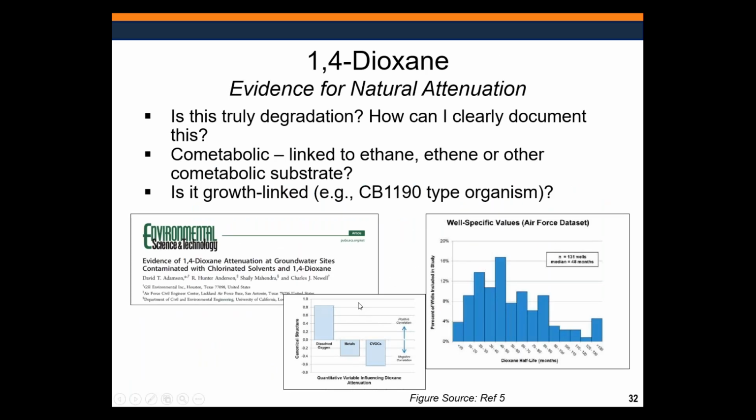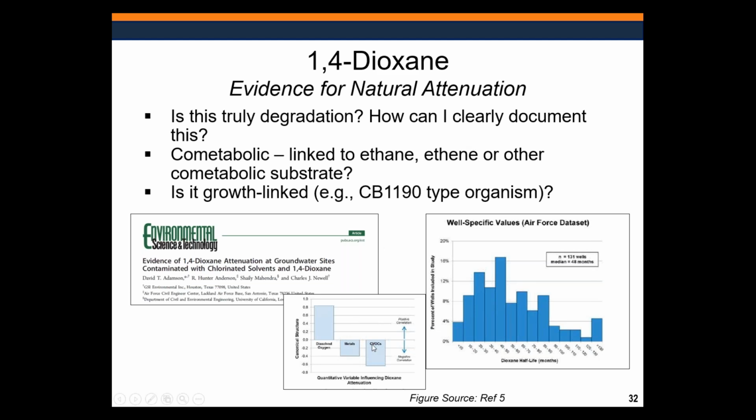The other thing they saw was a positive correlation with dissolved oxygen, which would indicate potentially that a co-metabolic pathway may be going on, linked to ethane or ethene or other substrates that are produced at sites. Maybe when you add emulsified oil to treat a chlorinated solvent, and that emulsified oil degrades, and your chlorinated solvent degrades, you produce some ethane or ethene, and that moves down gradient, and then maybe you have co-metabolic degradation of 1,4-D. Or maybe you have some of these organisms that can grow on it occurring as that starts to remix with the groundwater, and you see degradation.